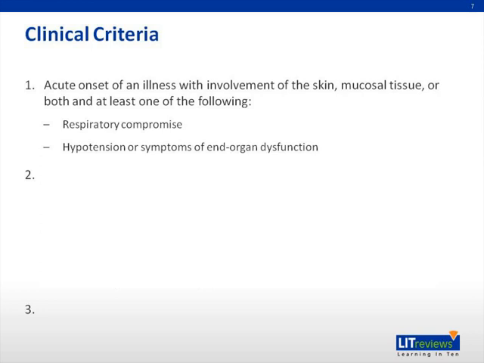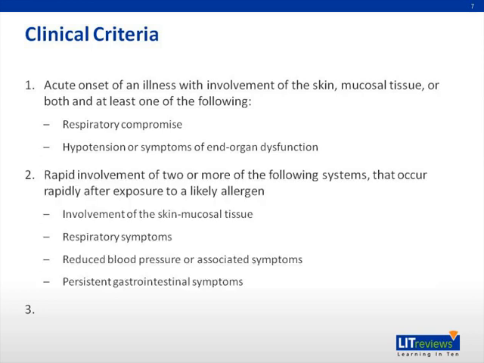The second criteria includes rapid involvement of two or more of the following systems that occur rapidly after exposure to a likely allergen. This would include A. Skin or mucosal tissue involvement, B. Respiratory symptoms, which would include shortness of breath, stridor, wheezing, hypoxemia, or reduced peak expiratory flow rate, C. Hypotension or symptoms of reduced end organ perfusion, or D. Persistent gastrointestinal symptoms such as abdominal pain or vomiting.